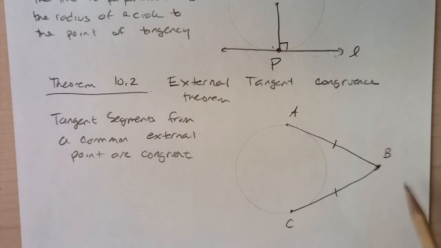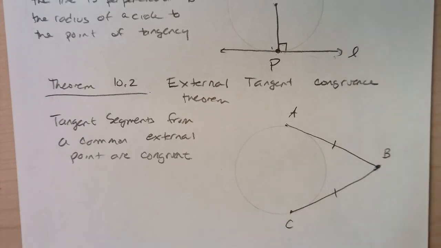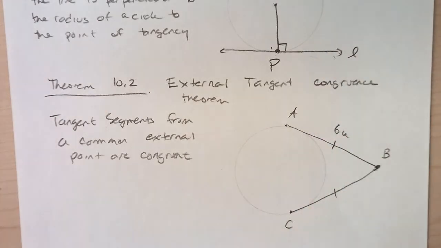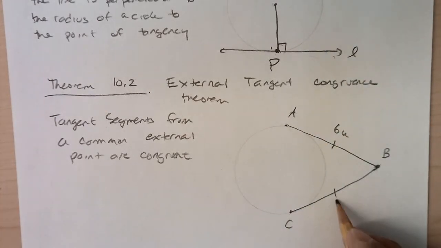Tangent segments from a common external point, which in this case is B, are congruent. AB is congruent to BC. So if we knew the length of AB, 6 units, then the length of BC would be the exact same, 6 units.